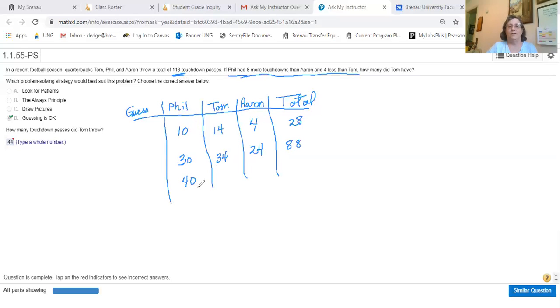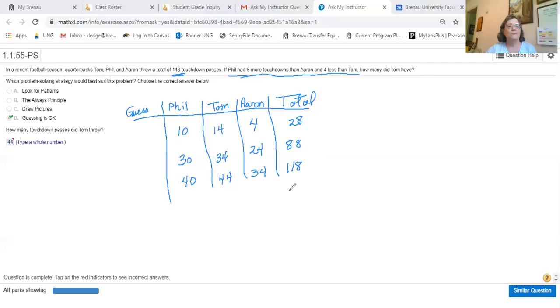If Phil had 40 and Phil had 6 more than Aaron, then Aaron would have had 6 less than Phil. So Aaron had 34 and Phil had 4 less than Tom. So Tom's number is 4 more than Phil's. So Tom would have been 44. Where are we at? 40, 84, 85, 86, 87, 88, 98, 108, 118. Aha, I think we've got it.